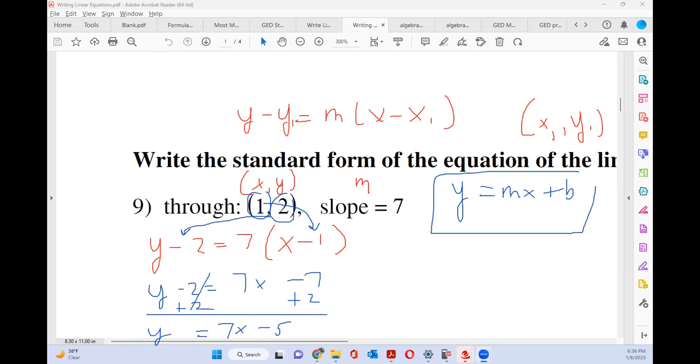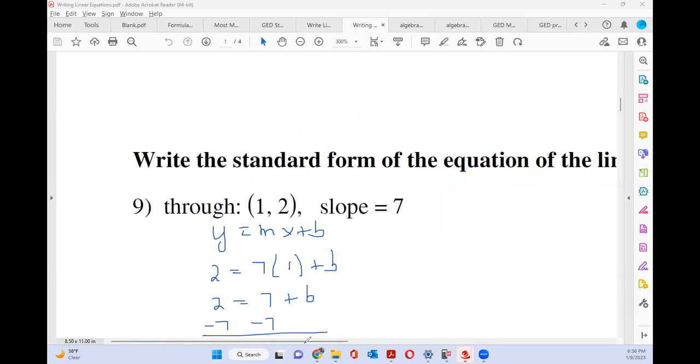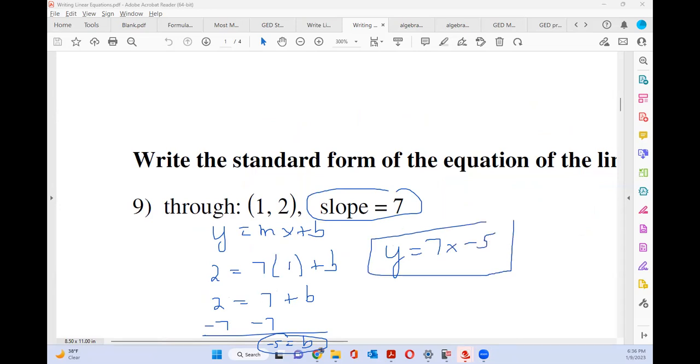Okay, so that's how, if you use the formula on your formula sheet, this is how I teach it. Let me show you. So y equals mx plus b. Y is 2, slope is 7, x is 1 plus b. 2 equals 7 plus b. In order to get b by itself, I have to subtract 7 from both sides. I get b equals -5. Since I know my y-intercept is -5, I know my slope is 7, y equals 7x minus 5. That's the way I teach it.